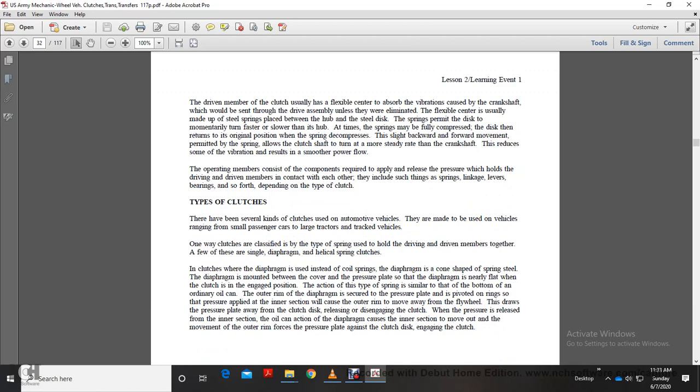The operating members are the components required to supply and release the pressure which holds the driven and driving members in contact with each other. They include such things as springs, linkage, levers, and bearings, depending on the type of clutch.